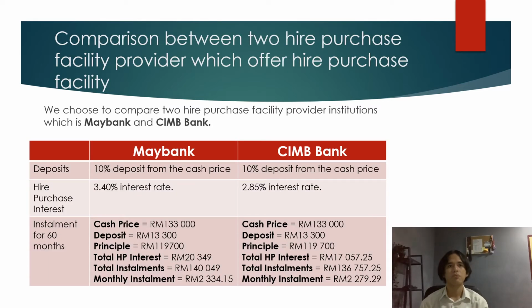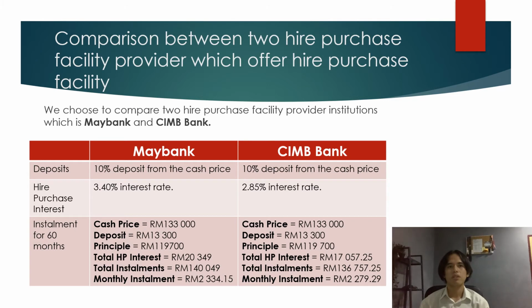Next is the comparison between two hire purchase facility providers which offer hire purchase facilities. We choose to compare two hire purchase facility provider institutions, which are Maybank and CIMB Bank. First of all, the deposit for Maybank and CIMB Bank is the same, which is 10% deposit from the cash price. And next, the hire purchase interest for Maybank is a 3.40% interest rate, while CIMB Bank is a 2.85% interest rate. We also calculated the installment for 60 months if using the hire purchase approach.